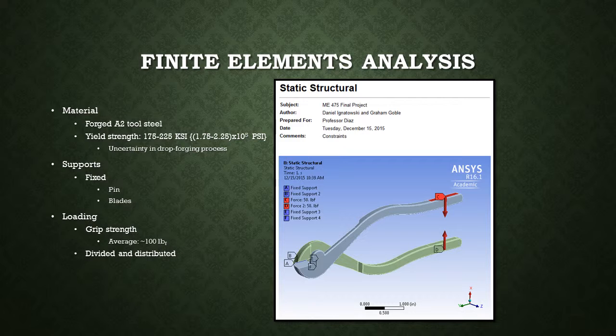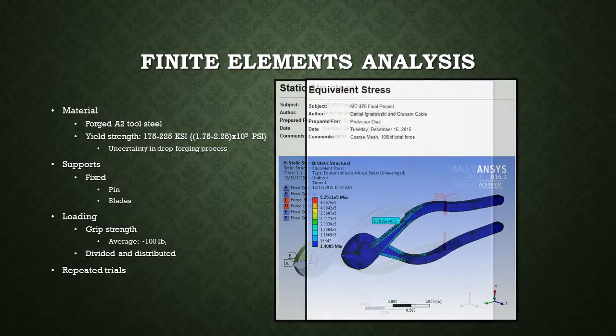So we took a look at the supports and constraints. We fixed our middle pin and we fixed the blades on the pliers themselves. And at the end of the handles, we applied forces. In this particular picture, we did 50 pounds force on each handle. It's again an average of about 100 pounds force. The reason we did this is because 100 pounds force is about the max average grip strength of a human being. So we did repeated trials using different meshes, and we got varying results.